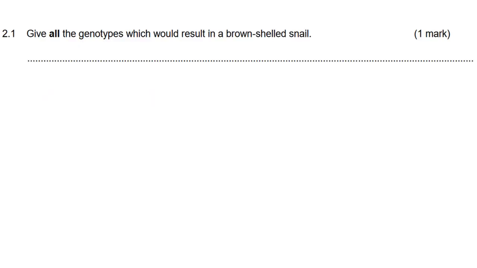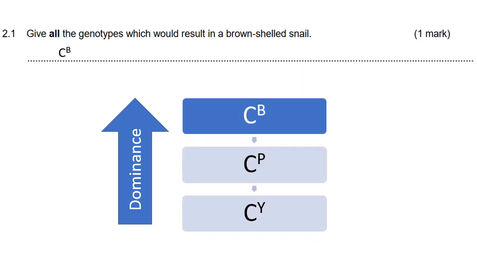Okay? So the first question says, give all of the different genotypes, so the combinations of alleles, which would result in a snail having a brown shell. So again, come back to this. We know that the brown allele is the dominant one. So as long as they have at least one brown allele, they will have a brown shell.